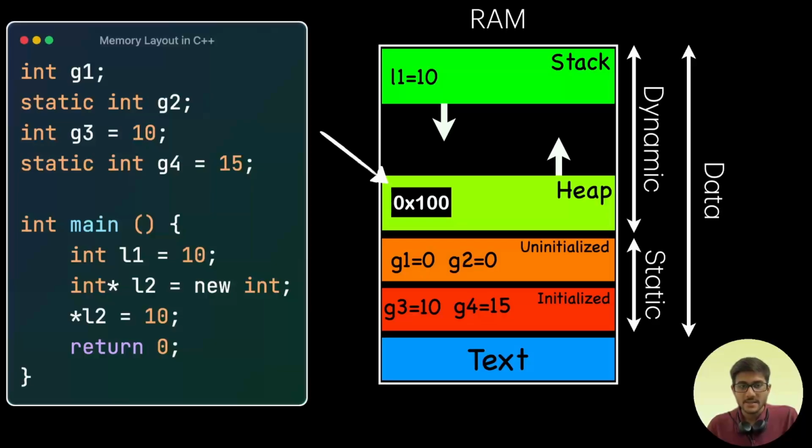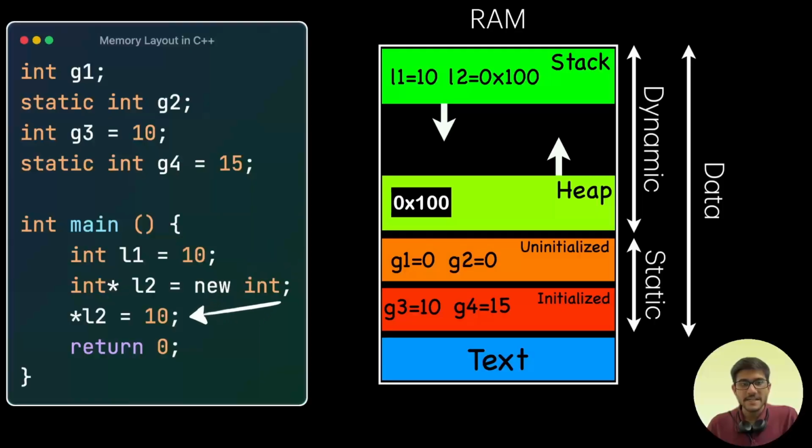The next thing is the new int keyword will allocate some memory in the heap, as you can see in the image. Now it will return the address of this memory block into the L2 variable. And since the L2 variable is written inside a function, it will be stored in the stack. And it will also point to that memory location which we have just created in the heap. Since that address is 100, the L2 pointer has that value.